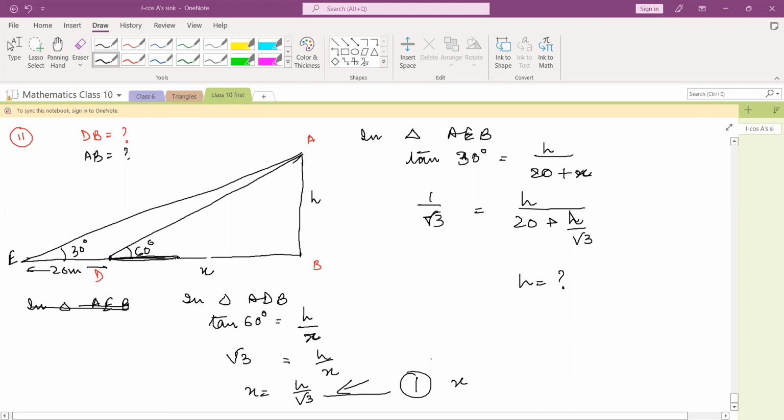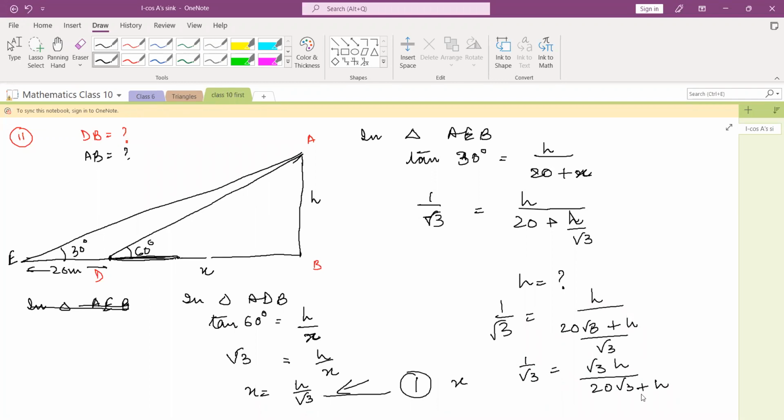One minute, one minute. Okay. Can we cancel out the... No, you cannot cancel out. First of all, you will take LCM. You cannot cancel out like this. This is not a single h in the denominator. It will be 1 upon root 3 is equal to h upon... now you have to take LCM root 3. So it will be 20 root 3 plus h. Then you take this root 3 in the numerator. So 1 upon root 3 is equal to root 3 h upon 20 root 3 plus h. Now you do cross multiplication and then you will be able to find h, right?